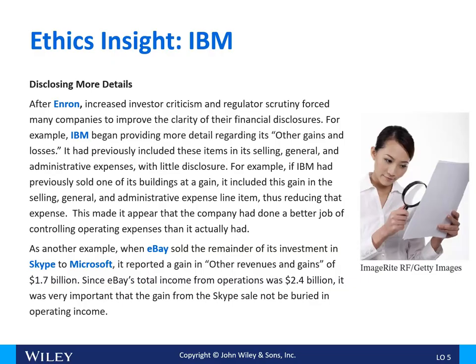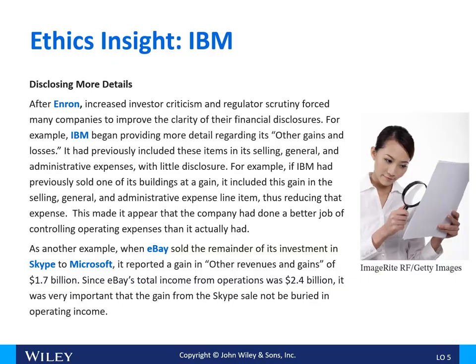Anyway, after that happened, investor criticism and regulatory scrutiny forced many companies to improve the clarity of their financial disclosures, which is a good thing. So IBM began providing more detail regarding its other gains and losses. It had previously included these items in its selling, general, and administrative expenses with little disclosure. So they showed it as part of operating expenses.